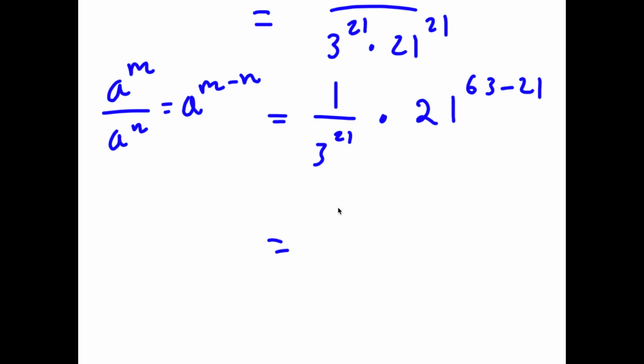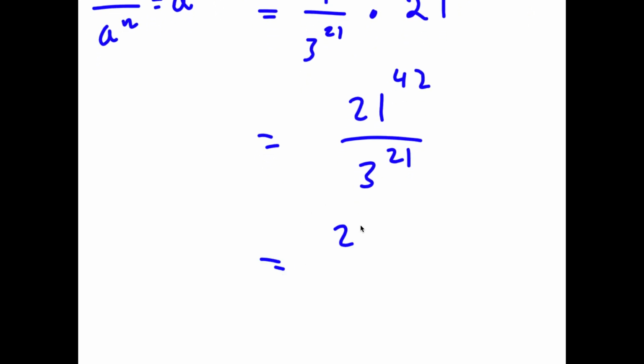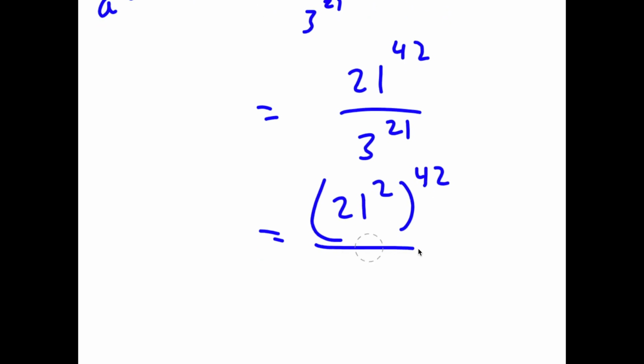Now, 21 to the power of 63 minus 21, that's the same thing as 21 to the power of 42. Now I have this over 3 to the power of 21. Now, 21 to the power of 42, that's the same thing as 21 squared to the power of 21.